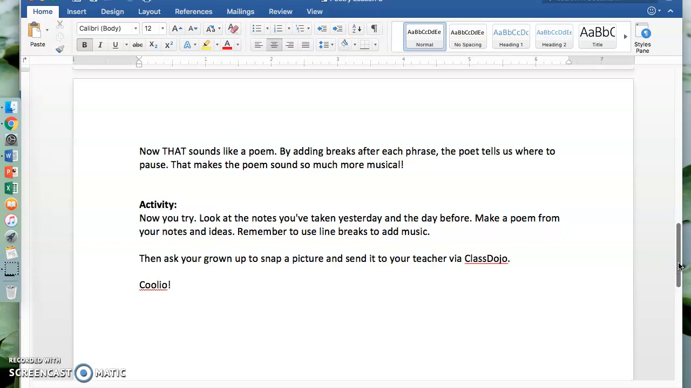Now you try. Look at the notes you've taken yesterday and the day before. Make a poem from your notes and ideas. Remember to use line breaks to add music. Then ask your grown-up to snap a picture and send it to your teacher via Class Dojo. Coolio!